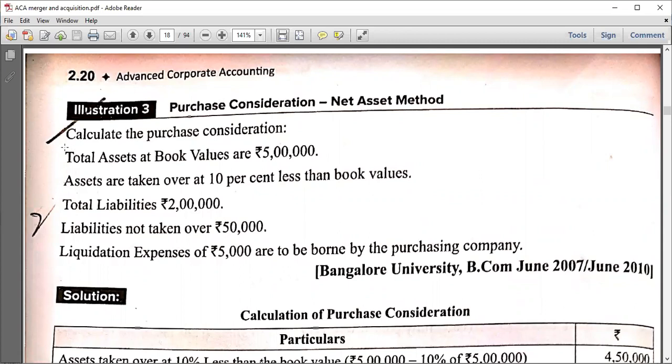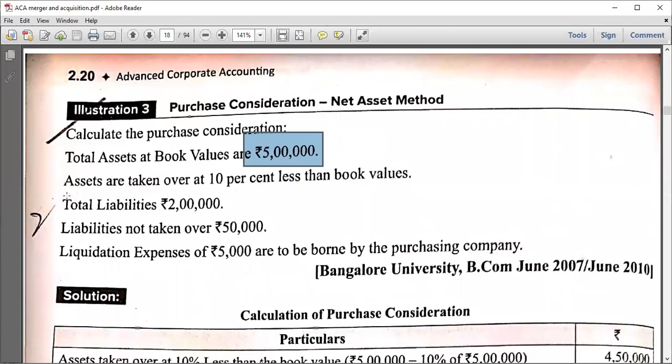Calculate PC, purchase consideration. Total asset at book value is rupees 5 lakh. Because they have given the book value of asset, how much? 5 lakh. And assets taken over at 10% less than the book value. That means the book value is 5 lakh and they're taking over at 4 lakh 50,000. 5 lakh into 10% will be 50,000. 5 lakh minus 50,000 will get 4 lakh 50,000.